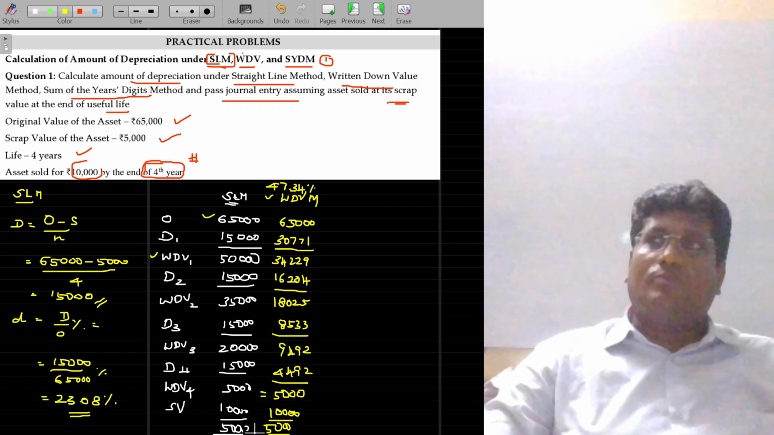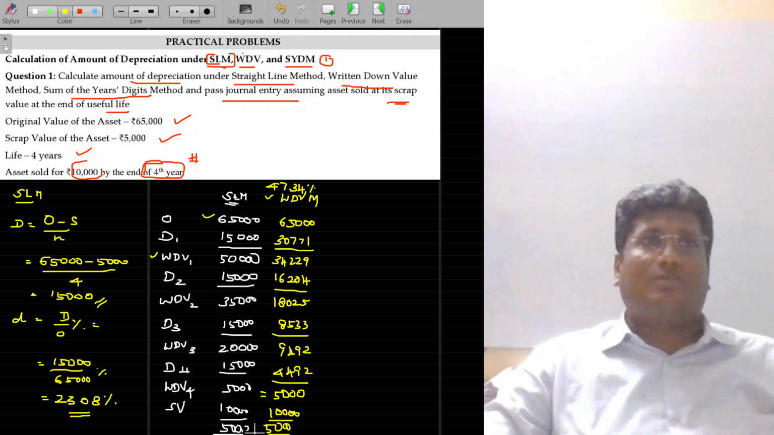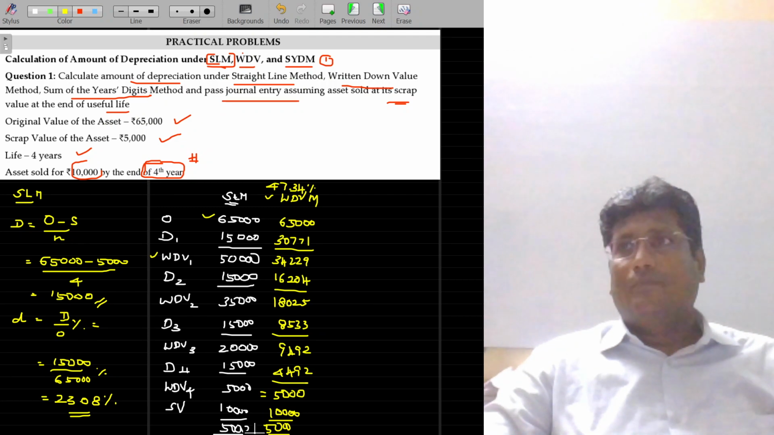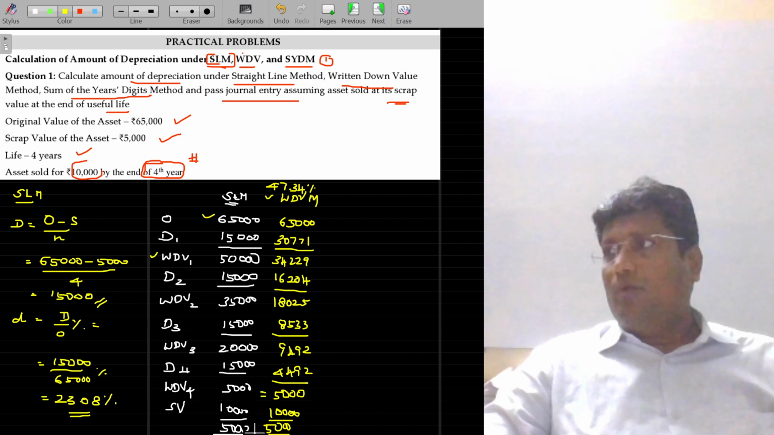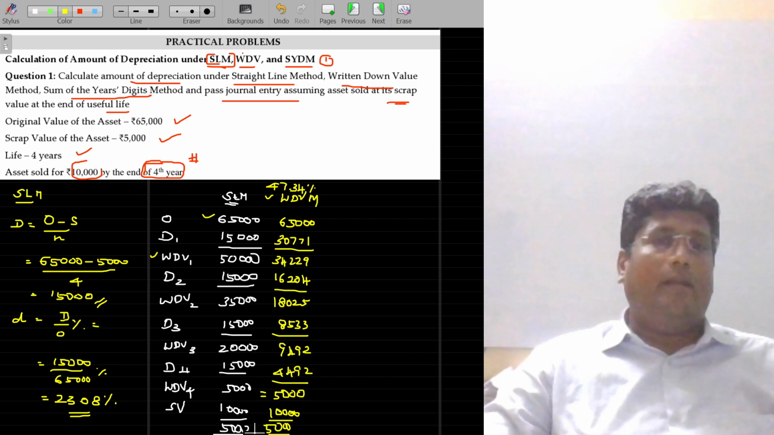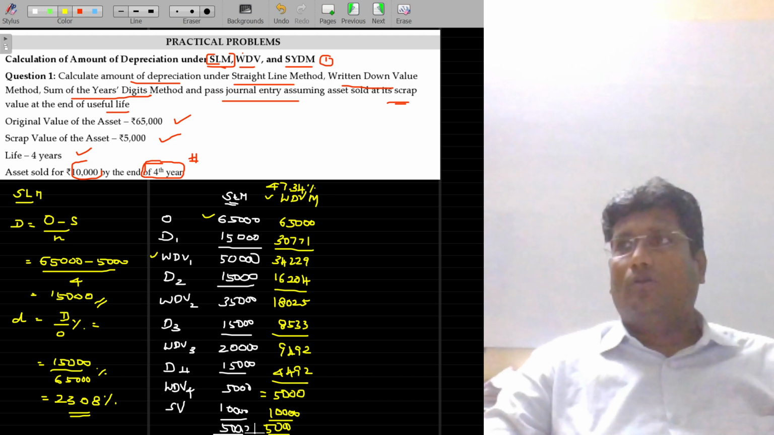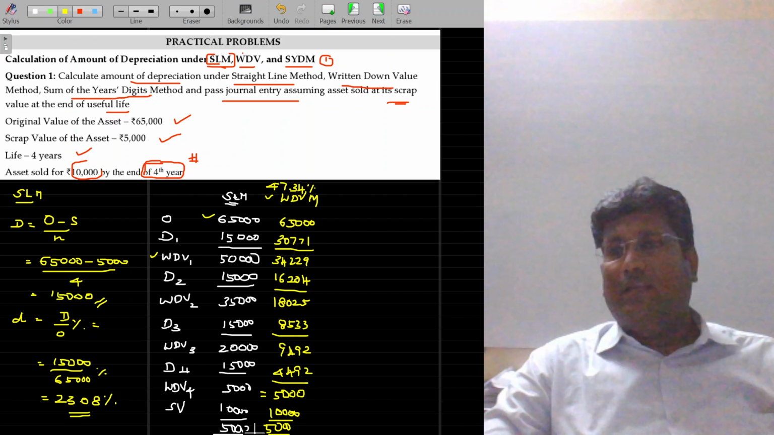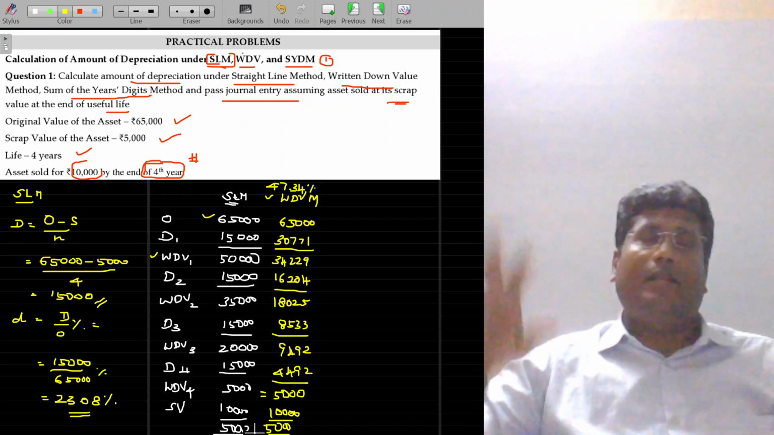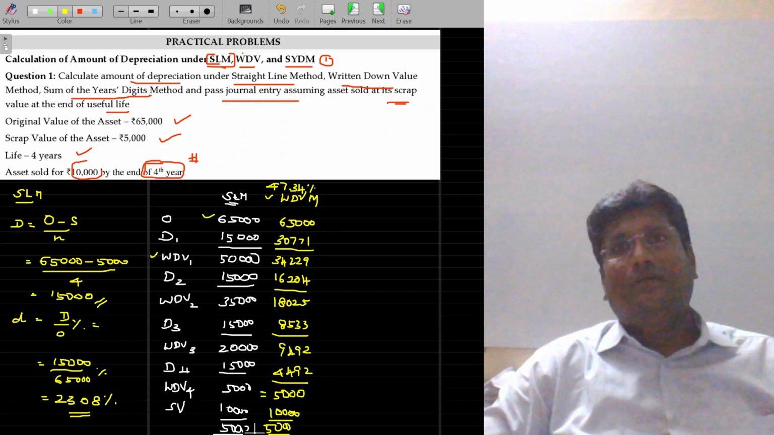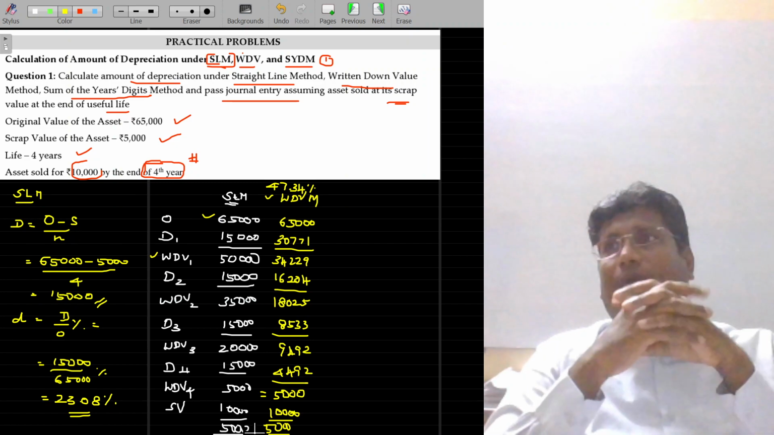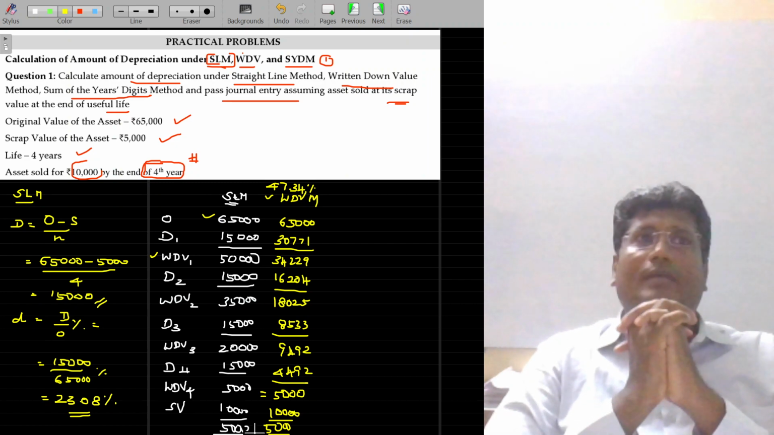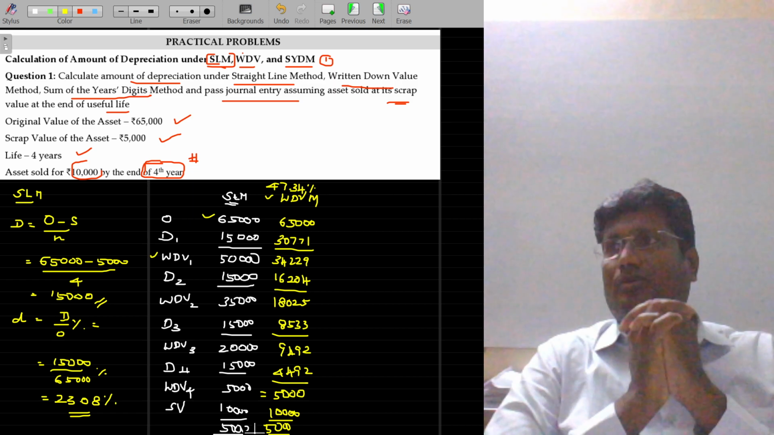Now, if you ask me which among these two methods is the best, WDV or SLM method, predominantly we recommend only the WDV method. In WDV method, higher depreciation will be debited to the P&L account initially, and lower depreciation is debited later. In the initial stage, we debit a huge amount, later we debit a lesser amount. The reason for debiting extra money in the beginning is that the asset has no maintenance cost.